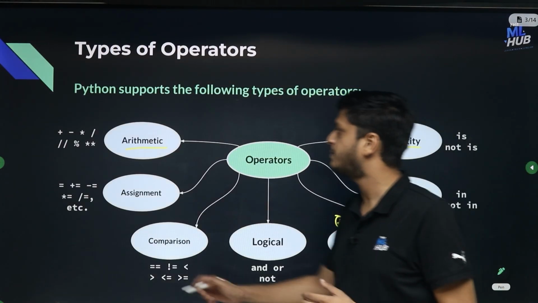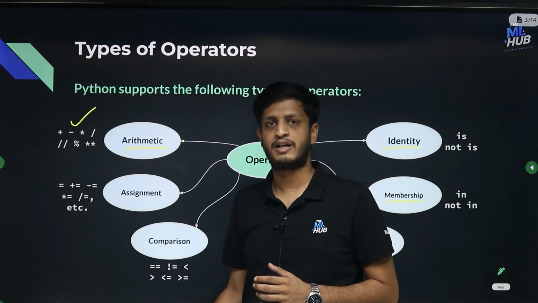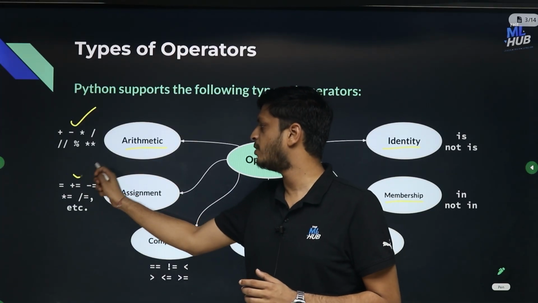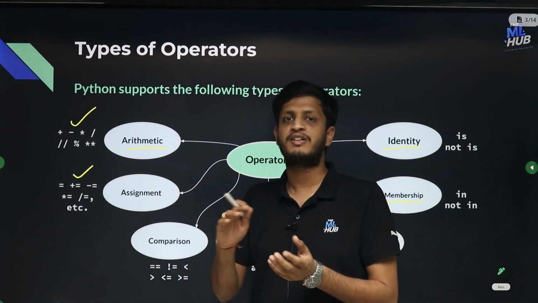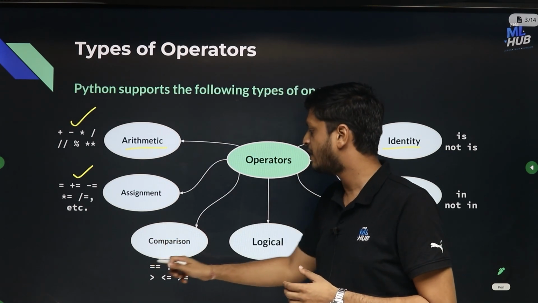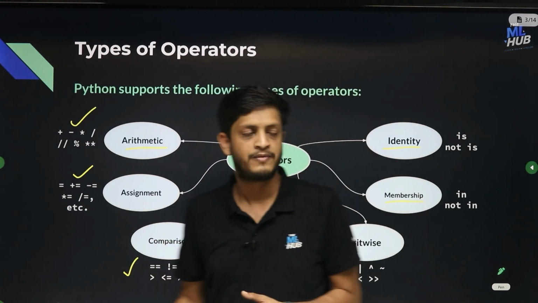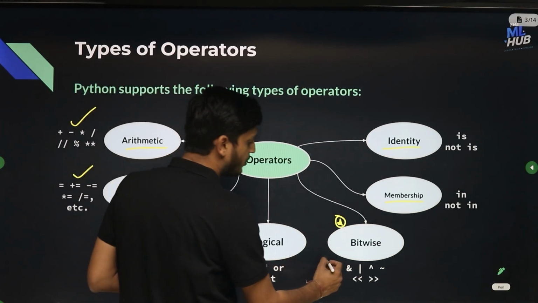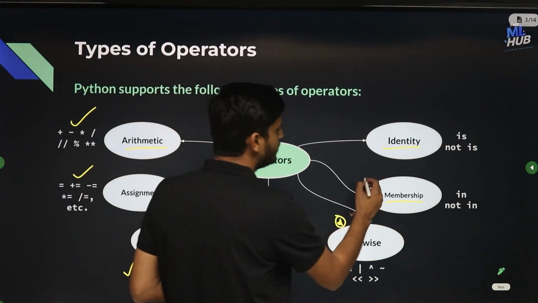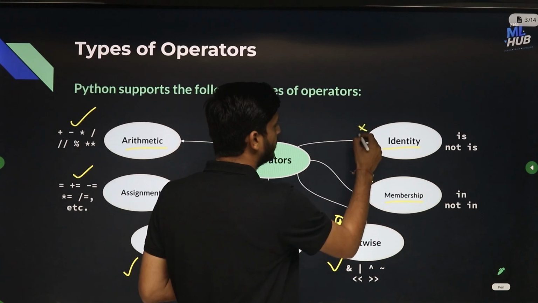we have seen the arithmetic operators in Python, the mathematical operations. We have seen the assignment operators, which means the normal assignment and assignment combined with arithmetic and bitwise operators. We have seen comparison operators in Python. We have seen the logical operators in Python. We have seen bitwise operators in Python. We have not seen membership operators and identity operators.